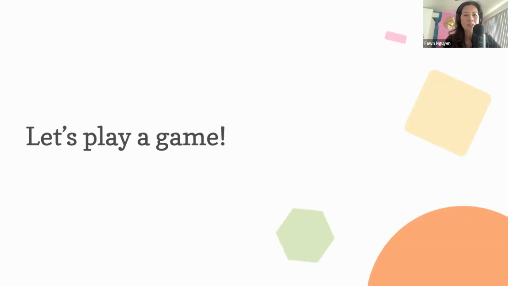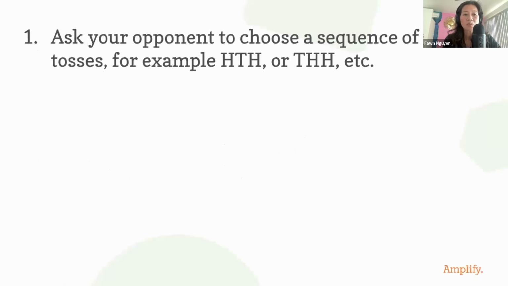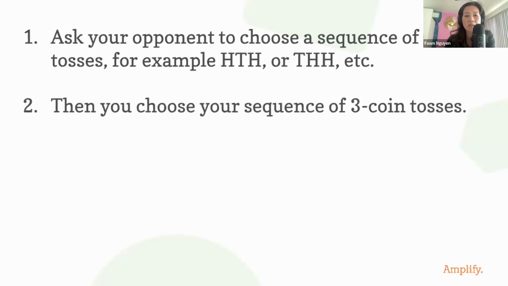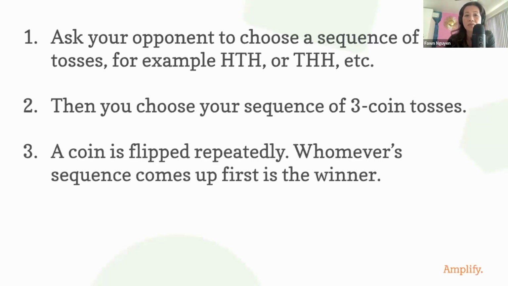Here we go. So this is the instruction. It's a two-player game. You and your enemy, or your worst enemy. You ask your opponent to choose a sequence of 3 coin tosses. For example, heads, heads, tails, right? Any 3. A sequence of 3 coin tosses. After they give you their 3, you then choose your 3. After seeing their 3, then you choose your 3. And then the coin gets flipped repeatedly. Whoever's sequence comes up first is the winner.